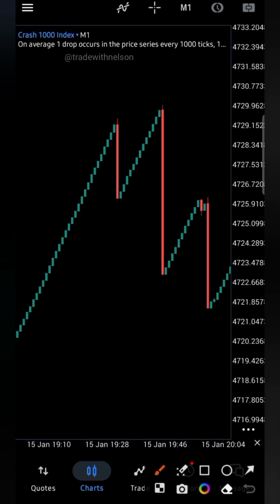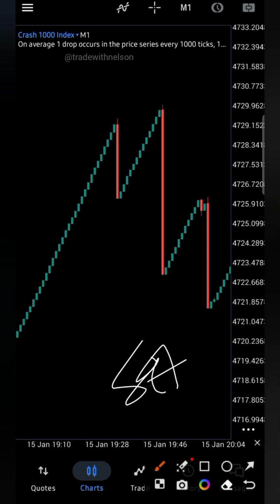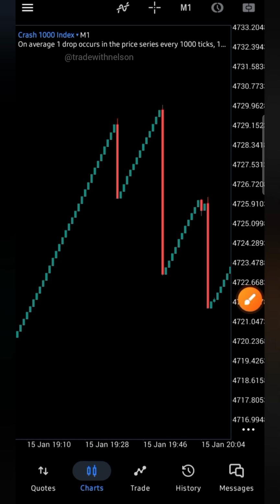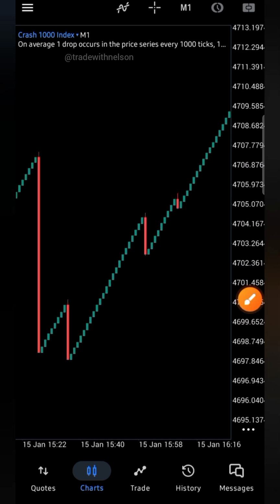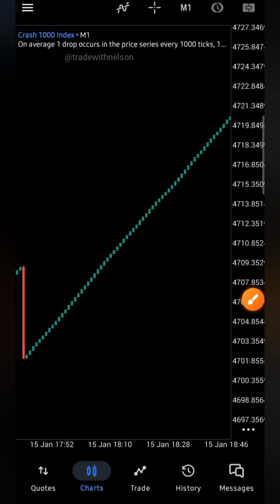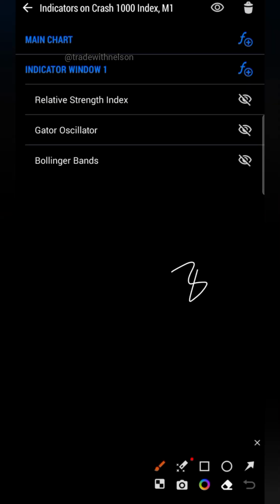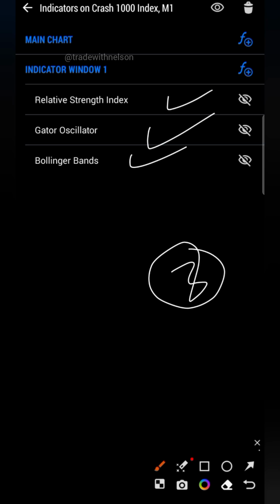So first, I'll be showing you my indicator setup, then I'll be explaining how you can easily use this strategy to cash moves in this market. So click on this indicator icon over here. As you can see, I have three indicators. I have the Relative Strength Index, Gator Oscillator, and the Bollinger Bands.